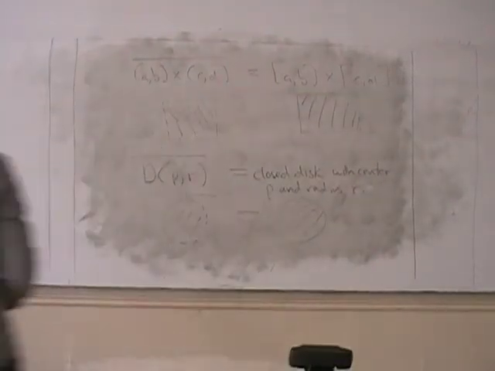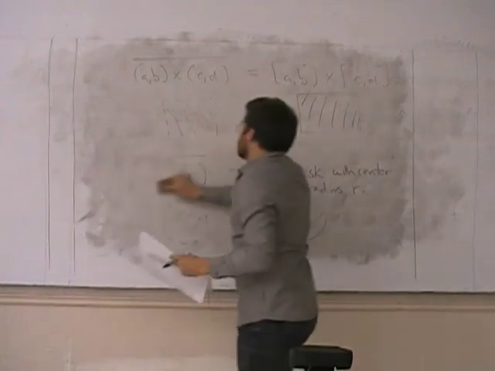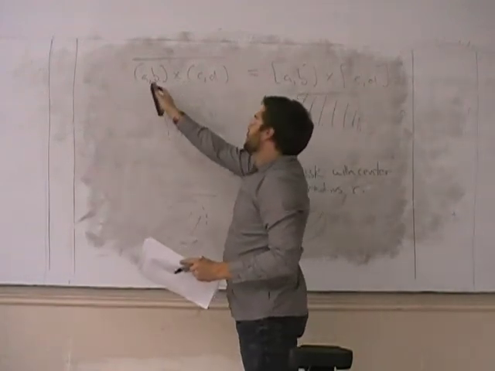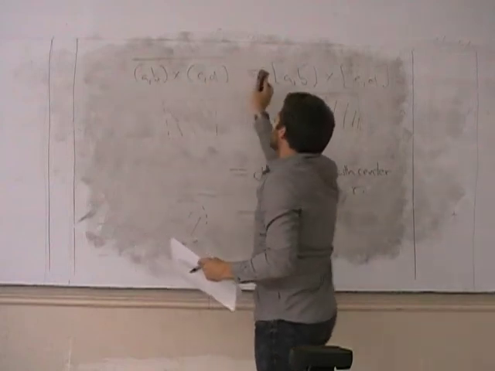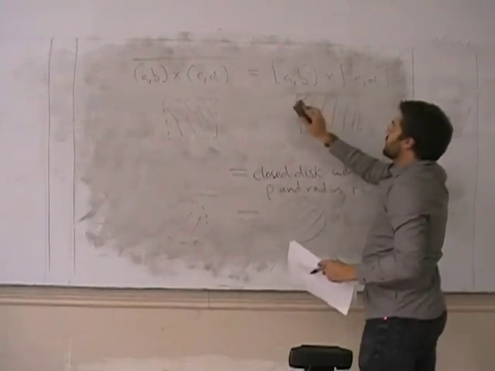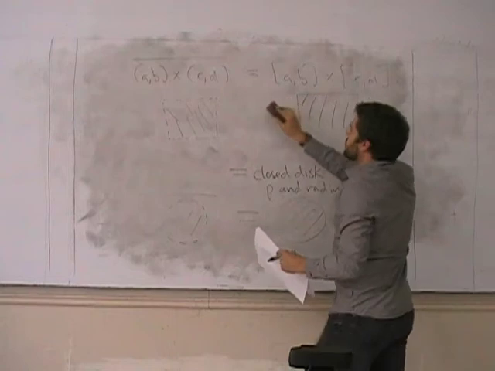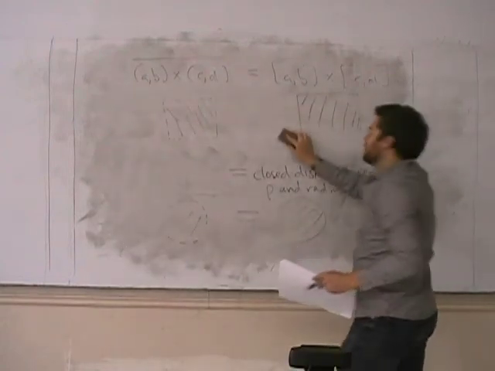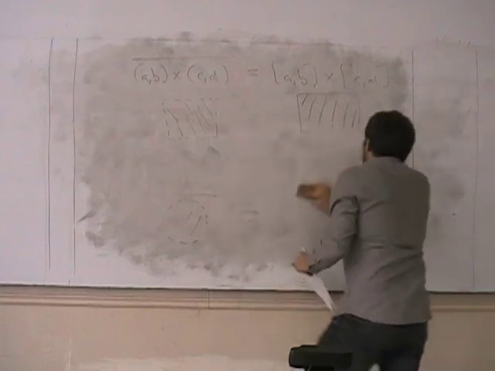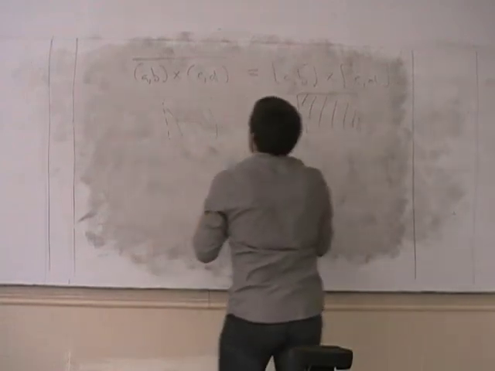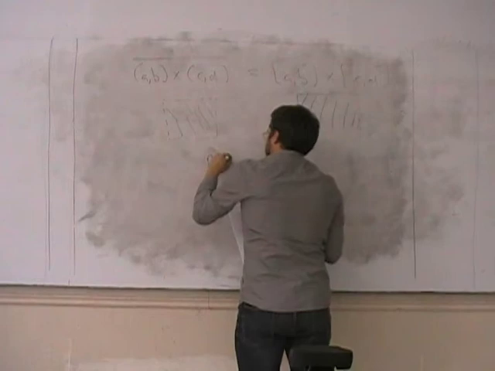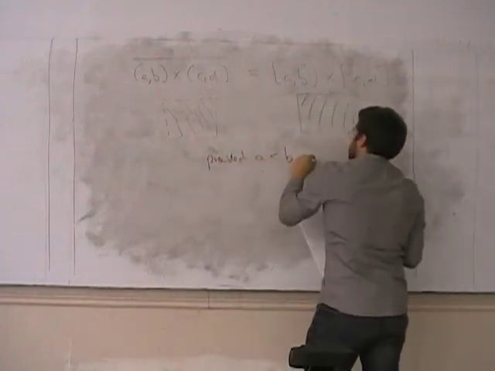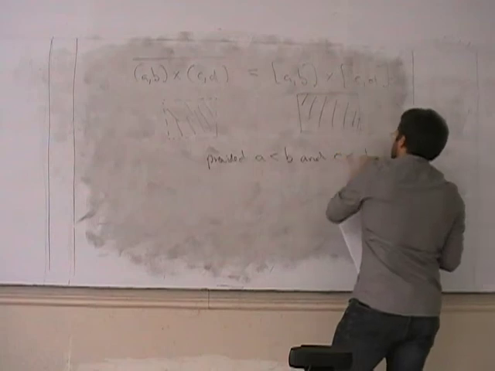Although there would be one instance in which this is false, and that would be if this is the empty set. So if A is greater than B, this is the empty set, whereas this might not be. For example, if A is equal to B, this is the empty set, and this is a one-element set. So this is provided A is actually less than B, C is actually less than D.